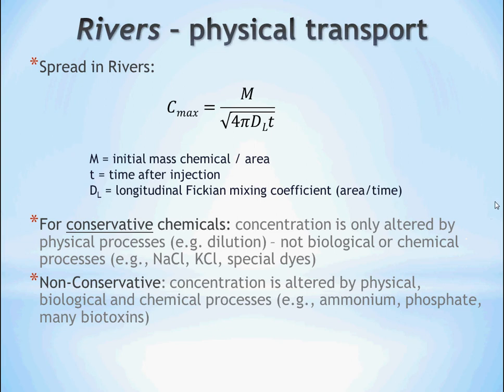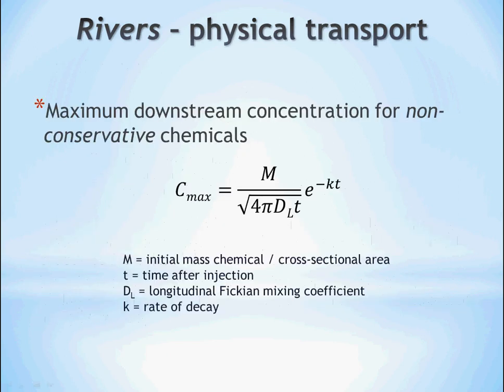You've usually got a non-conservative pollutant or chemical. So this is a pollutant whose concentration is altered by physical but also biological and chemical processes. That is, the concentration will decay over time or be reduced over time by things like decomposition or uptake by plants or animals or just chemical decay. So what do we do in these cases?